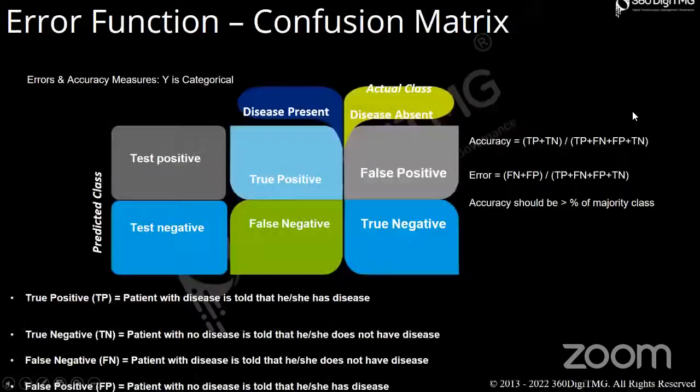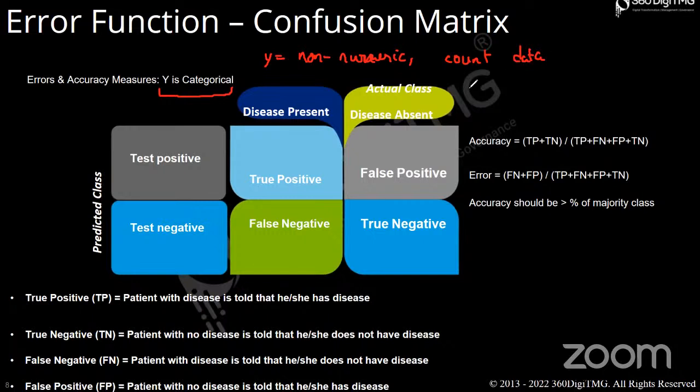Okay. So we'll now take a look at the error functions. The first error function is known as the confusion matrix. This is used when Y is categorical. Okay. What do we mean by Y is categorical? That means Y is some sort of categorical data. It can either be non-numeric, or if it is numeric, it is known as count data. Okay, so this is your confusion matrix.